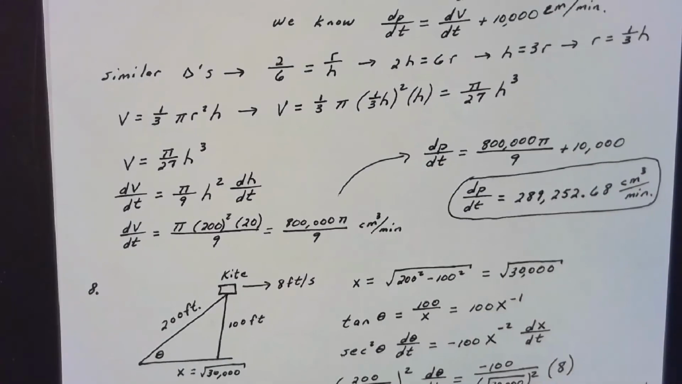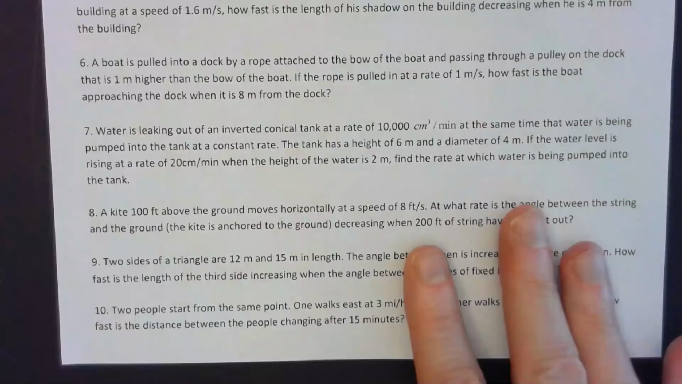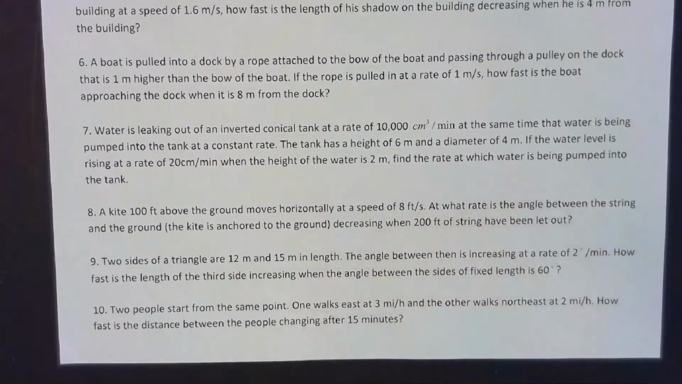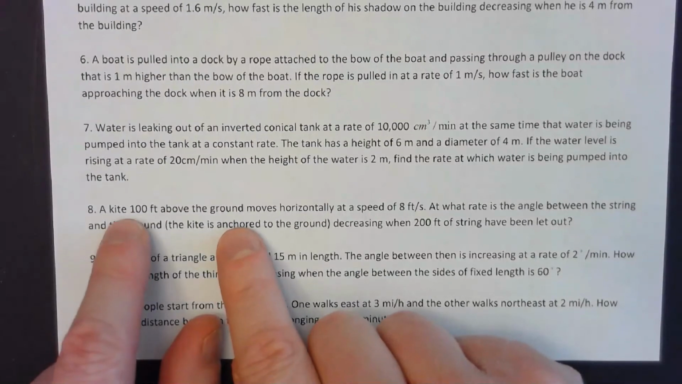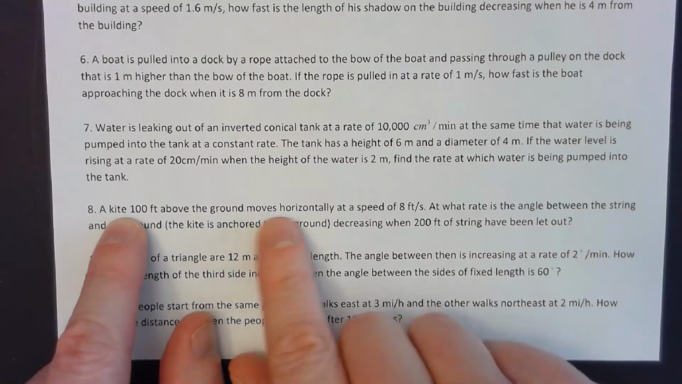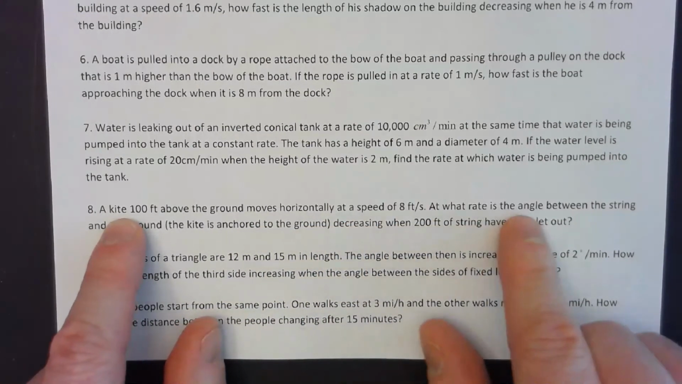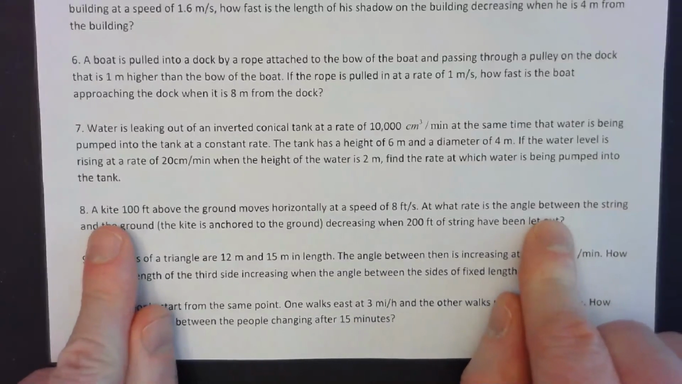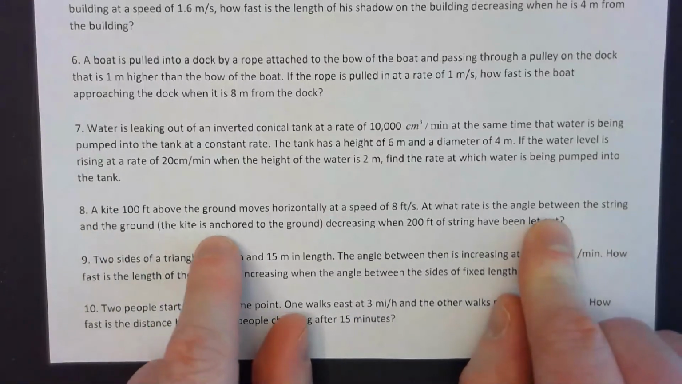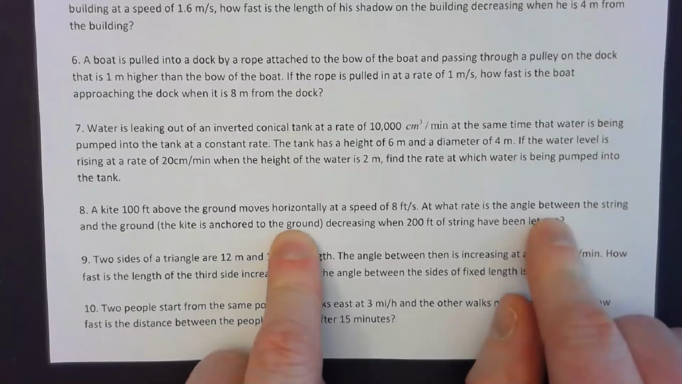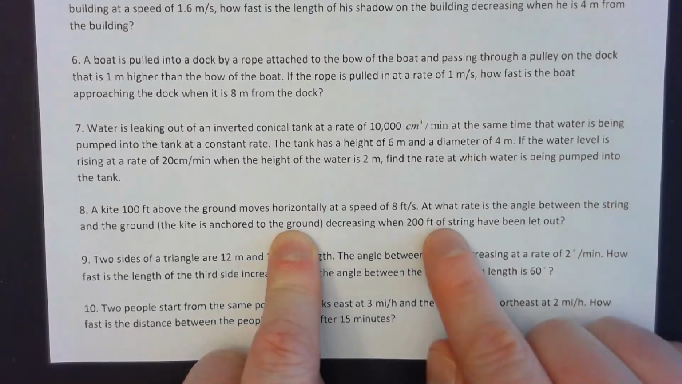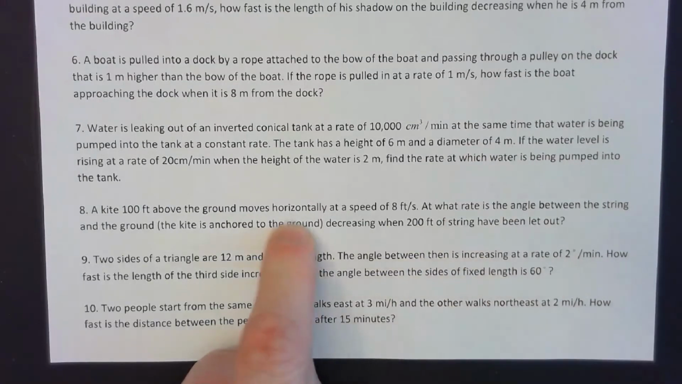Next problem. The nice thing about the last three, you might be thinking, well, gosh, none of our problems thus far have had anything to do with trigonometry. That changes. So in number 8, you're told that you have a kite that's 100 feet above the ground and that it's moving horizontally at a speed of 8 feet per second. At what rate is the angle between the string and the ground, and you're told that the kite is anchored to the ground, decreasing when 200 feet of string have been let out?